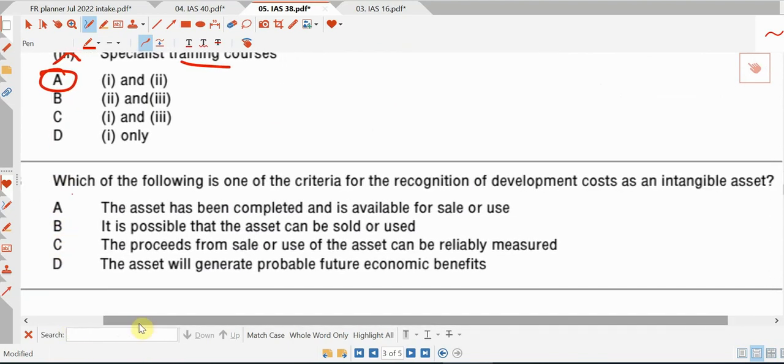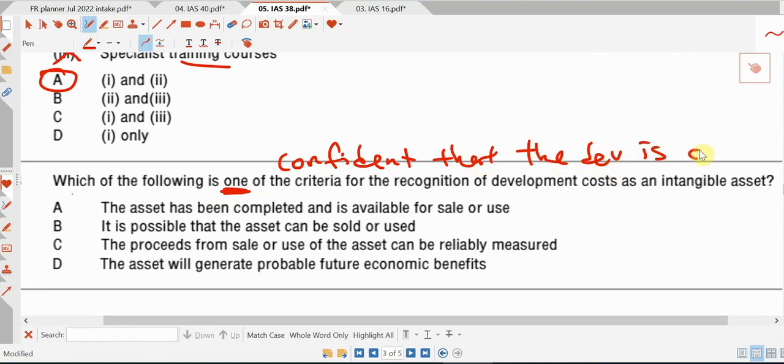Which one of the following is one of the criteria? They only ask for one. Okay, one criteria for recognizing development costs as intangible asset. We have a general criteria here: you have to be confident that the development is good. Must have the confidence that the development is good. So maybe you can spend 1 or 2 minutes here reading the 4 options. Only one that you have confidence that the development is good.